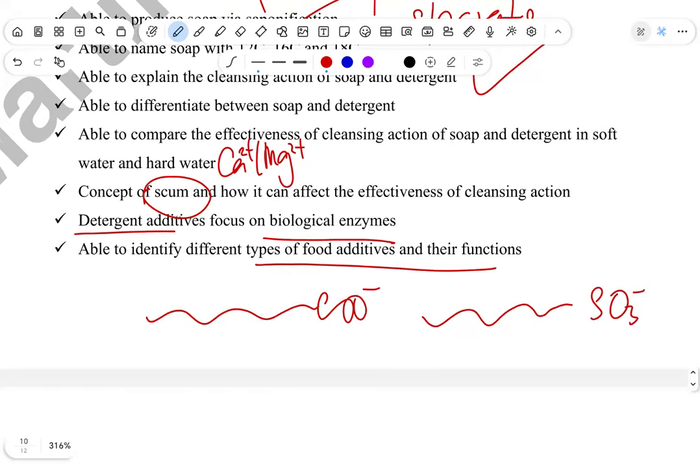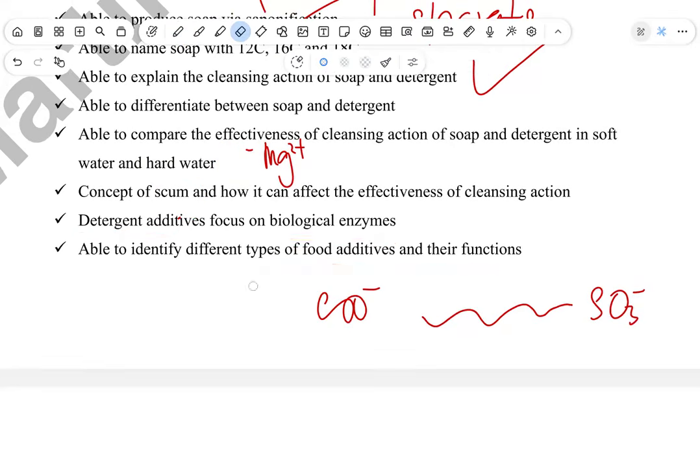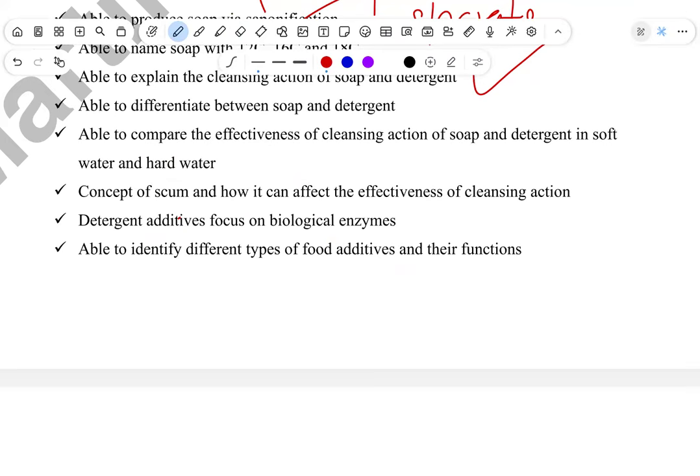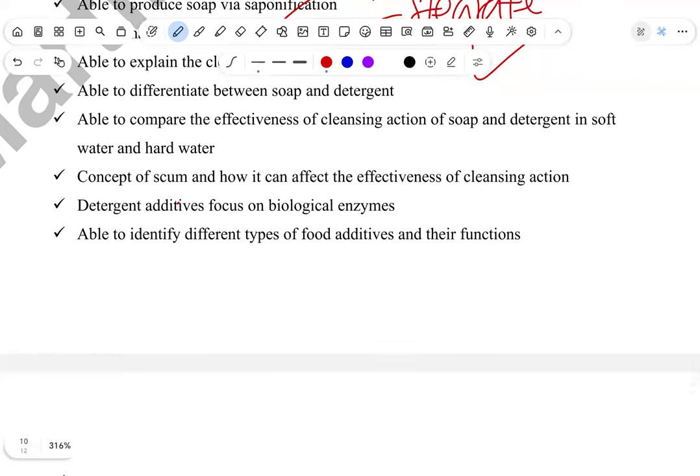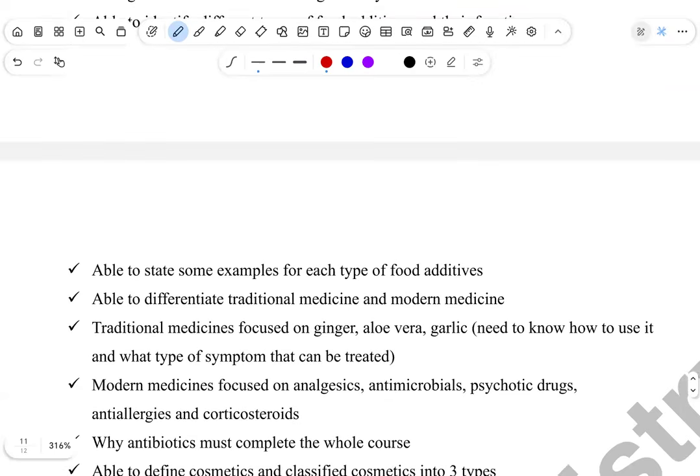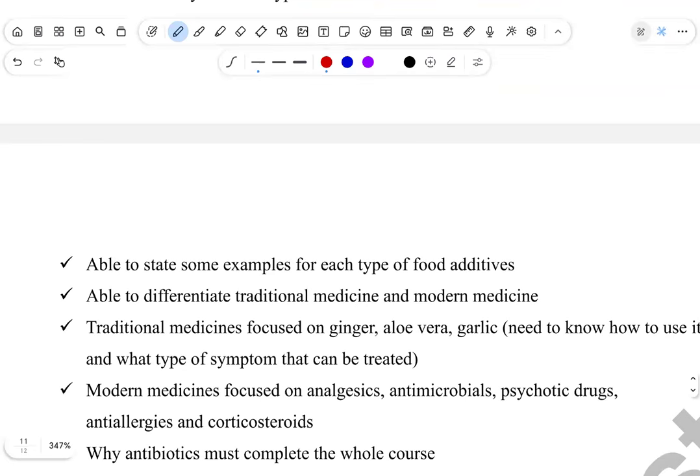Okay. Then we learned about food additives and their functions, right? Food additives, what do we have? Preservatives, antioxidants, stabilizers, emulsifiers, thickeners, dyes, flavorings, all these things we learned about, and also their functions. Okay, so make sure you know some examples of food additives.